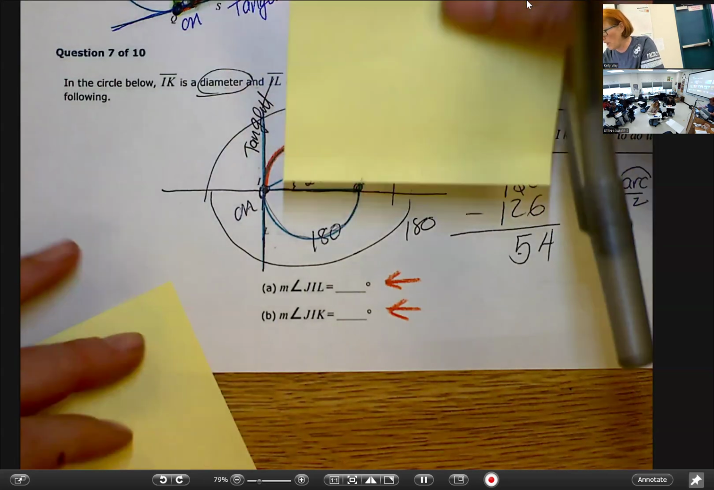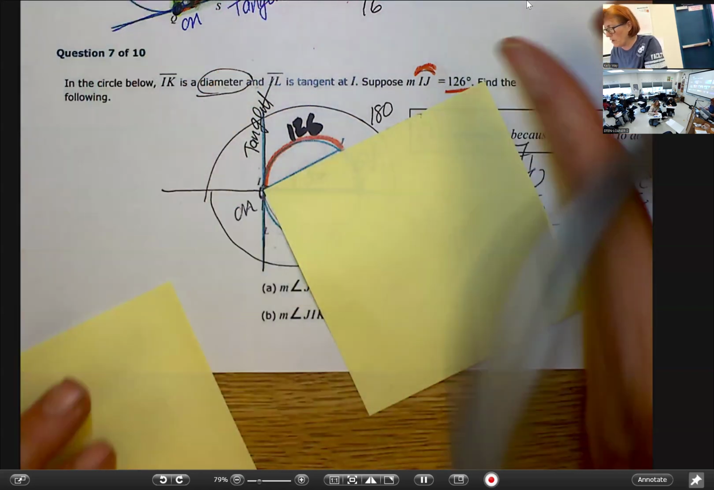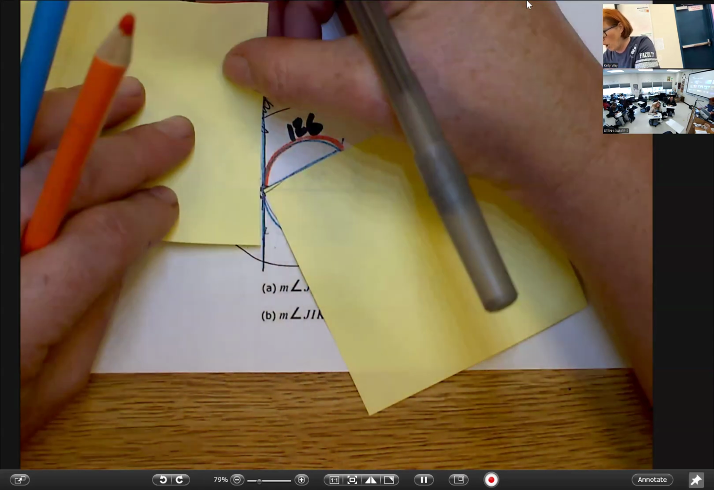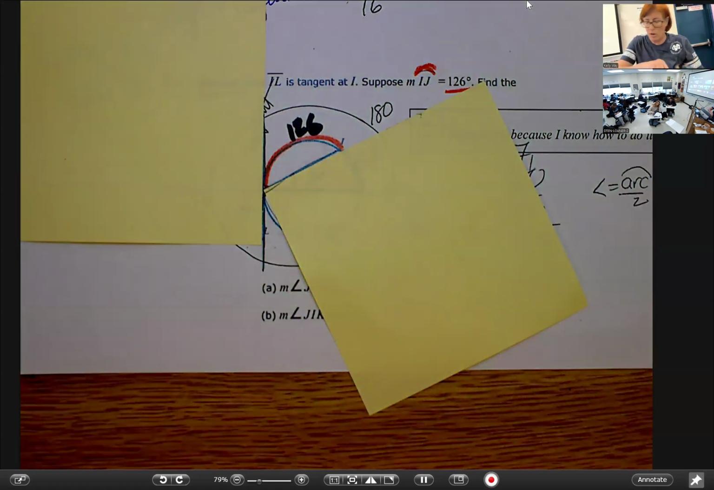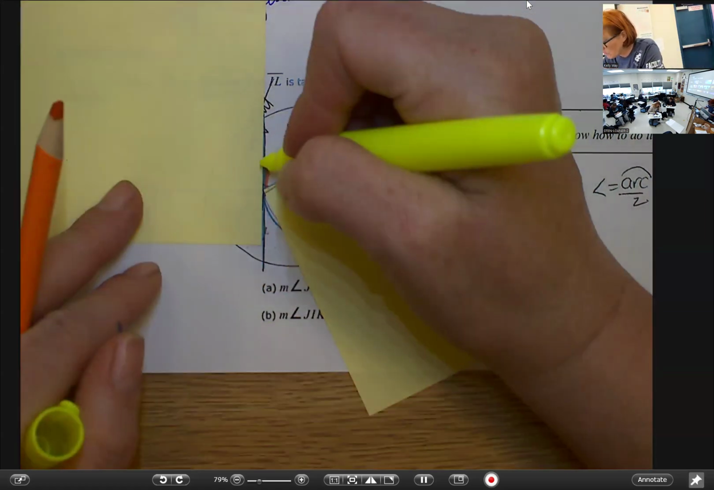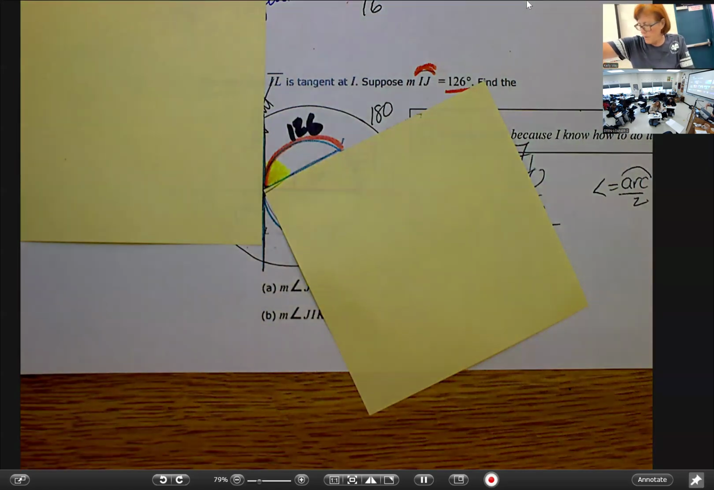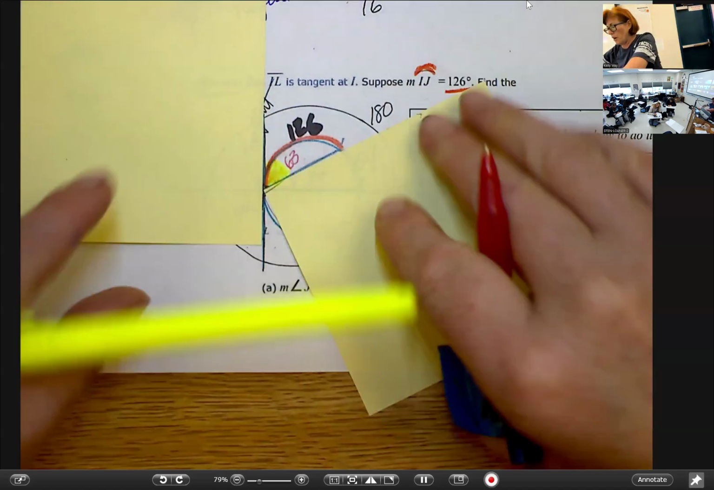Let's come over here. Guess what? There is another, this right here that I'm framing. This is a tangent chord. It's also an inscribed-type angle, so it's also going to be half the arc. So 126 divided by 2. Go ahead and find that. Excellent. So this is 63, that angle there.